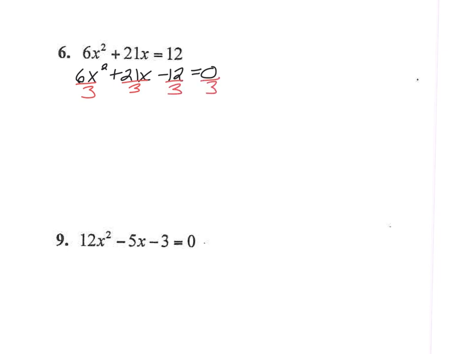And since my GCF does not have a variable in it, I can divide the 0 by the 3 as well. So in this particular case, I won't pull the greatest common factor out in front because I'm going to divide it out. If we had an x in common, we would not be able to divide by that x because you would lose one of your solutions. But in this case, since I don't have a variable, it won't matter. So I end up with 2x squared plus 7x minus 4 is equal to 0.